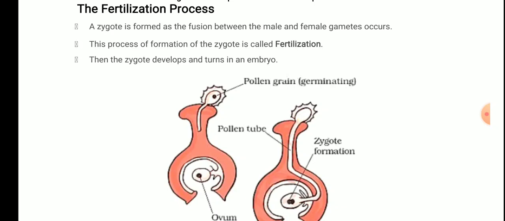Then I told you there may be two types of pollination, that is self pollination or cross pollination. What is self pollination? Whenever the transfer of pollen grains from the anther to the stigma is on the same flower, or on a different flower but of the same plant, that is self pollination. And cross pollination is the pollination in which pollen grains are transferred from the anther to the stigma of a different flower of a different plant, but it needs to be of the same species.